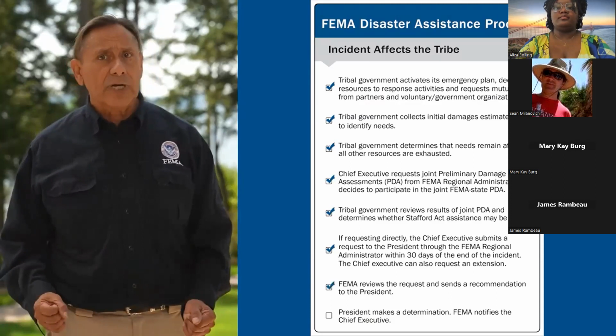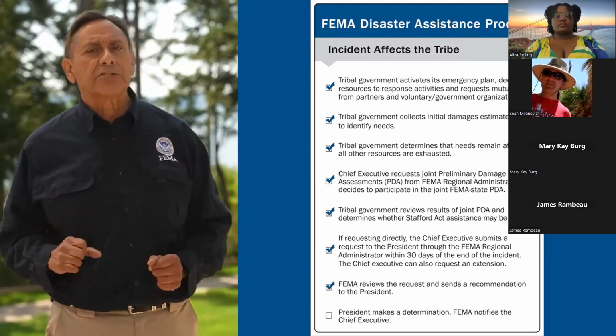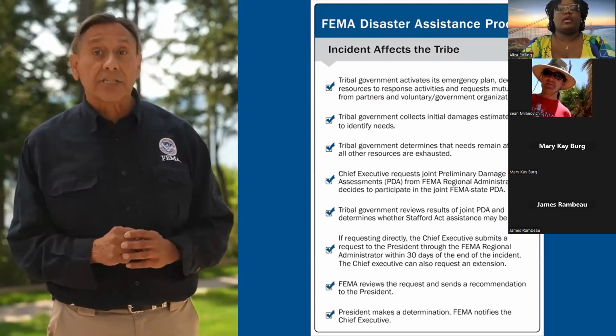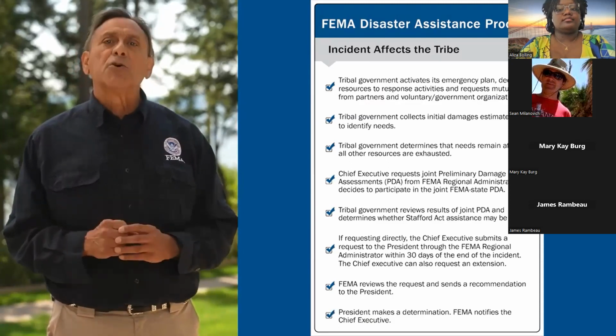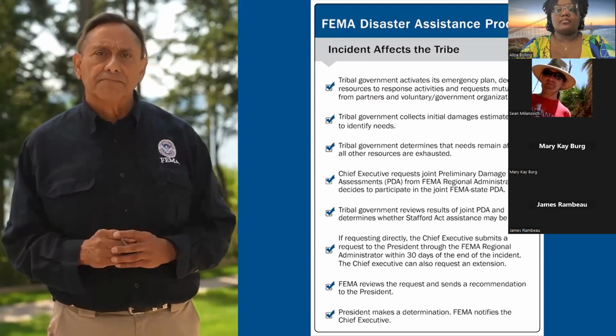FEMA reviews the request and sends a recommendation to the president. The president then makes a determination and FEMA notifies the chief executive. We have always taken care of our people, land, resources, and surrounding communities. Understanding the federal disaster process will help us to continue to get the right support and resources we need to respond and recover from future disasters.